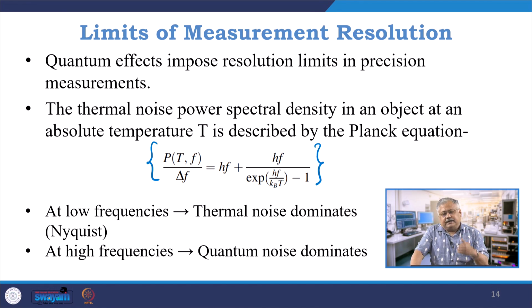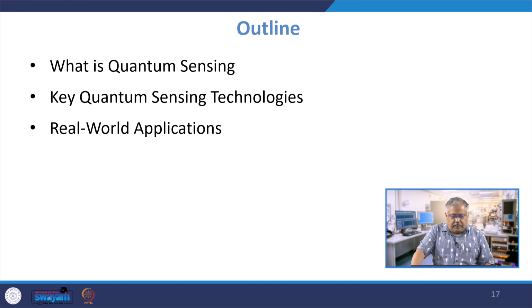At low frequency, as I discussed with you, thermal noise will be more, and at very high frequencies the thermal noise will reduce, because thermal noise is almost like 1 by f, and at high frequency the quantum noise dominates. And these are electrical noise I am talking about, these are not physical or other noise, these are electrical noise which we are talking about, right. Okay, let us see what is the key to quantum sensing technology and what are the real world applications which we will do in such a scenario.